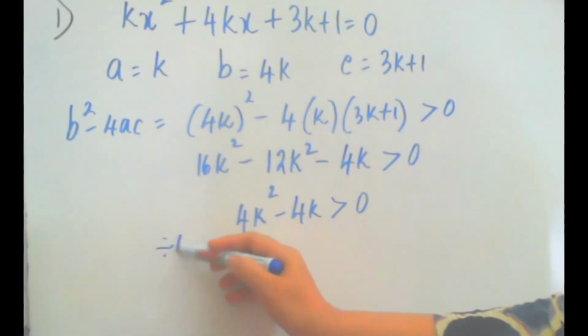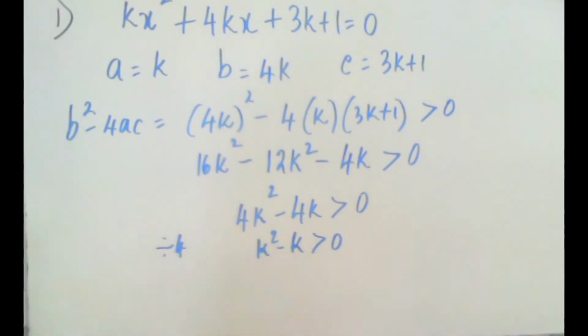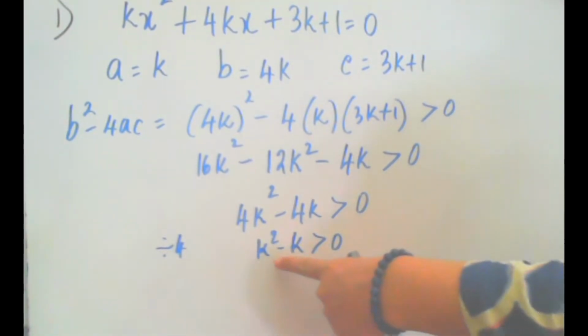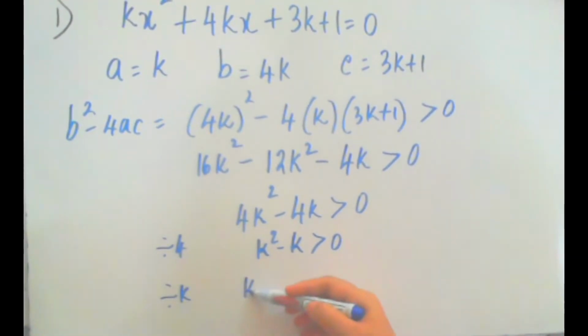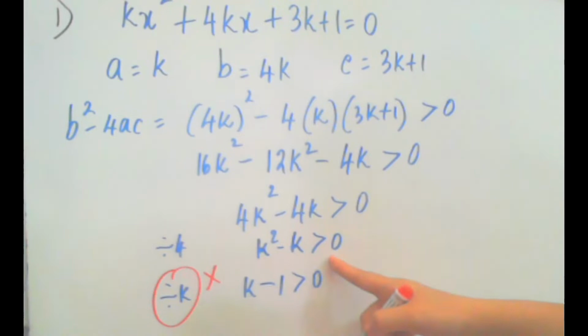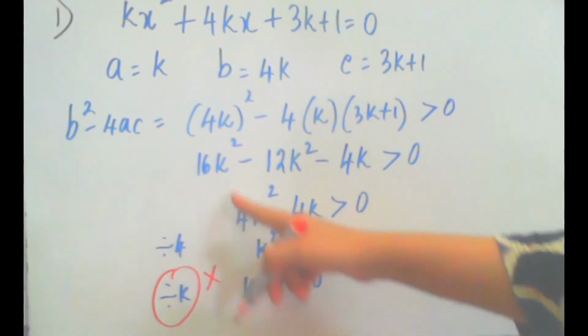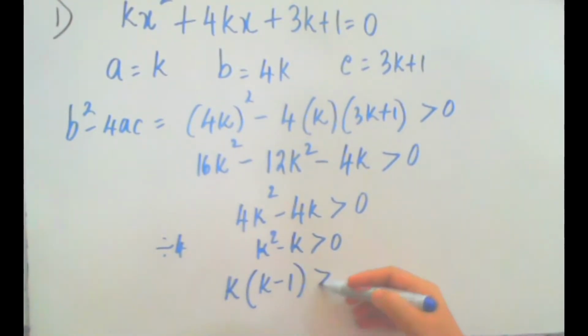So we divide by 4 on both sides, and we get k² − k greater than 0. Now at this point you may be thinking, why don't we divide by k and get rid of one k also? Divide by k, so we get k − 1 greater than 0. Now this is a wrong step, we must not do this, because if we do, we will lose one of the roots. We will get only one value for k, which is wrong. So you can divide by a number, but don't divide by k. So we factorize the left side: k is common, k(k − 1) greater than 0.